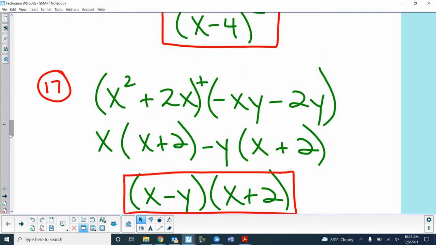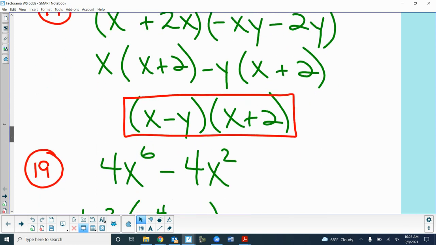All right, number 17. Nothing's common to all four, so we group them. The normal way we try to group is first two, last two. And this works out. X was common to the first two, negative y to the second two. I get x plus 2 is one of my factors, and x minus y is my other factor. Most of you did well on that one.